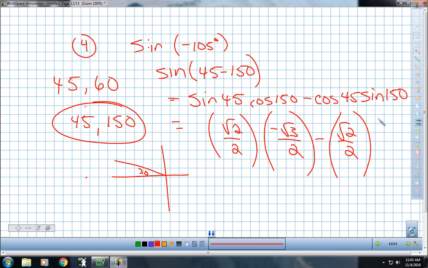radical 2 over 2, and the sine of 150 degrees, so again we're looking over here, that's going to be what? Yeah, positive 1/2, right? Okay?